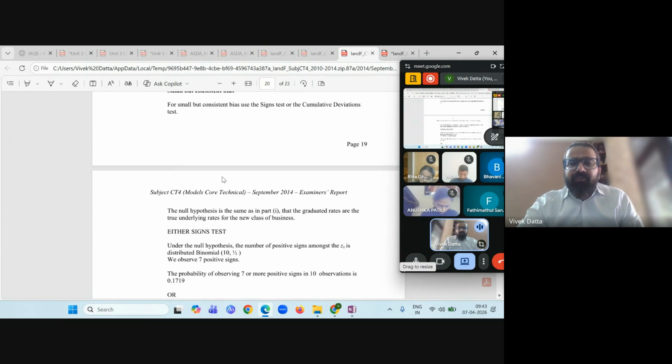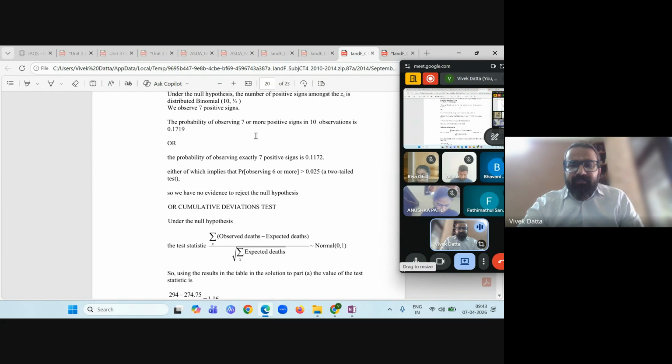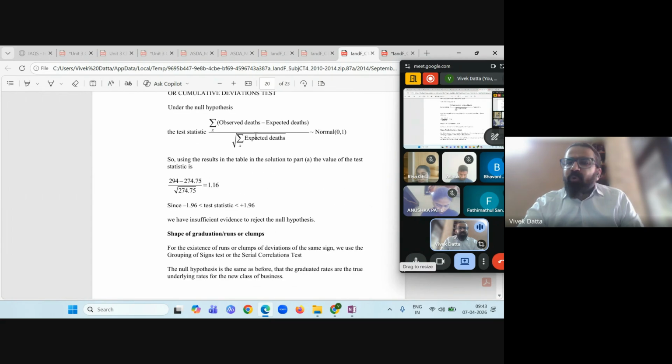Now, for the cumulative deviation test, if you did it, you will get the value to be 1.16, which means we have insufficient evidence to reject the null hypothesis. Clear? So you see the CDT here is checking for overall bias, and in that overall bias, it is saying do not reject. Whereas in the signs test, we said reject. We were moving towards the sign of rejection.